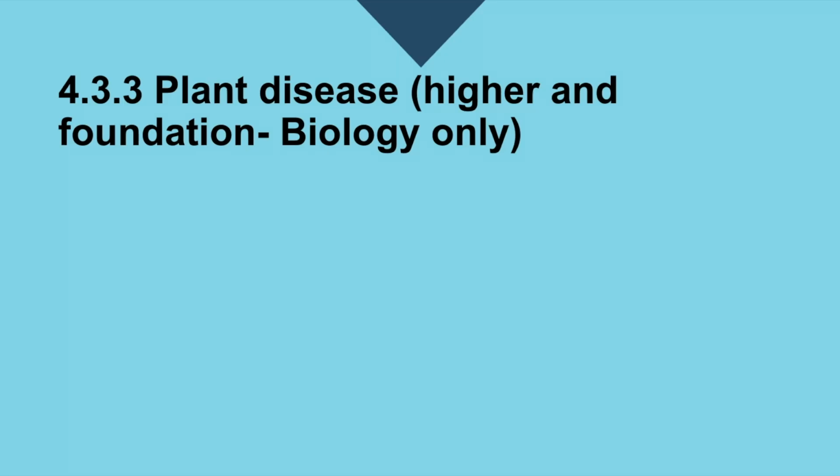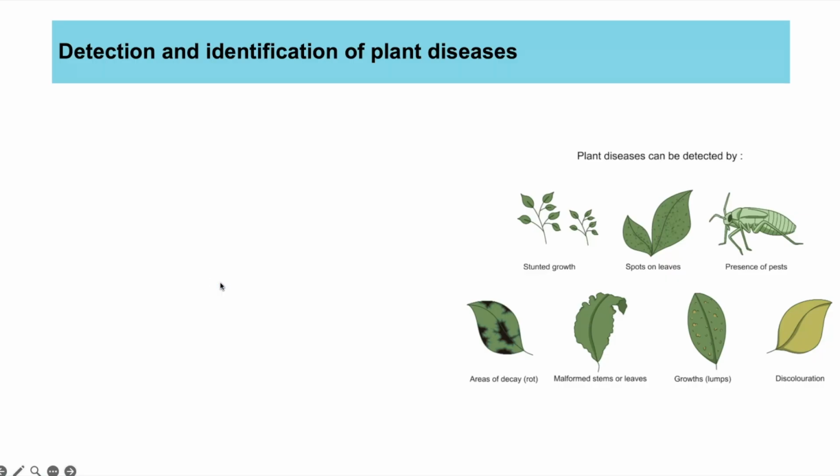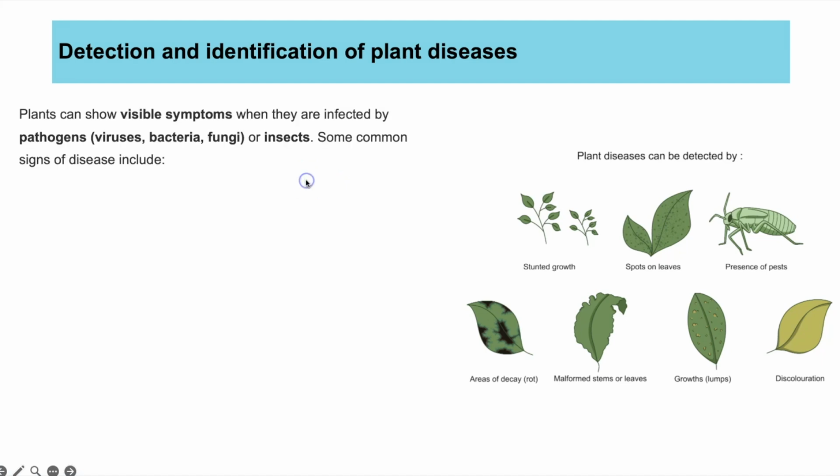The final part of topic 3 is on both the higher and foundation paper, but is not on combined science. This is for biology only, meaning the separate sciences or triple science. So detection and identification is one part of this topic that you need to know. So how can you actually tell if a plant is infected? Plants can also show visible symptoms when they are infected by pathogens like viruses, bacteria or fungi, or even insects, which isn't a pathogen, but they can still cause harm.